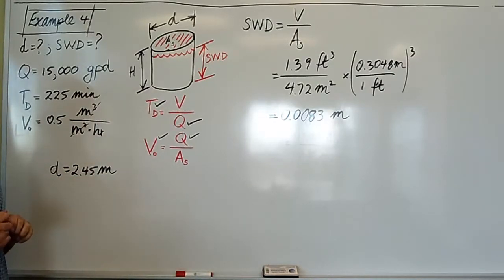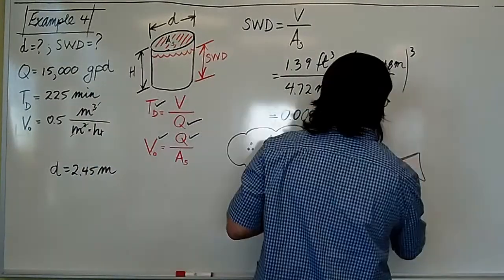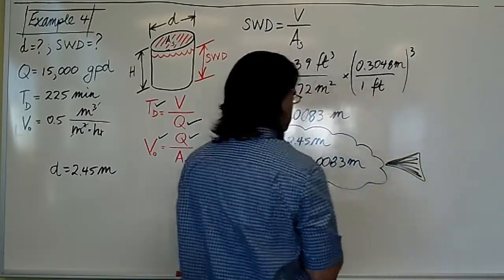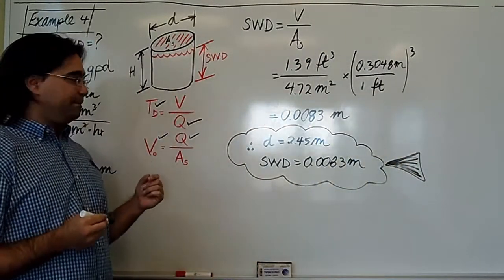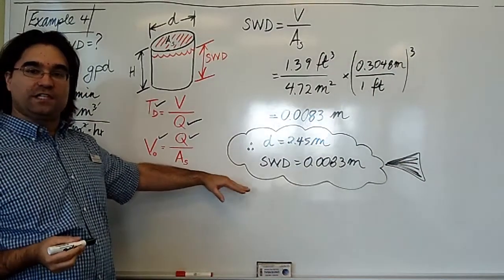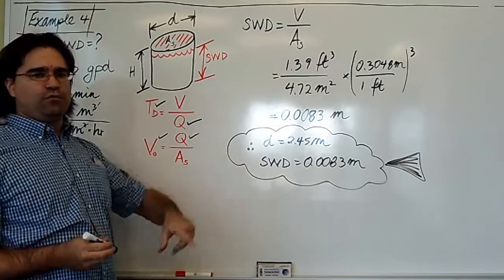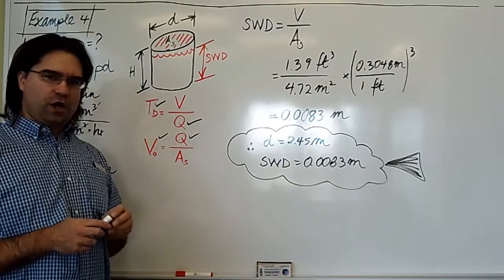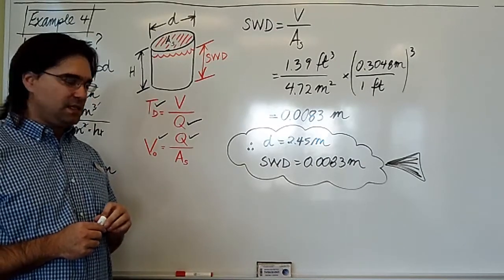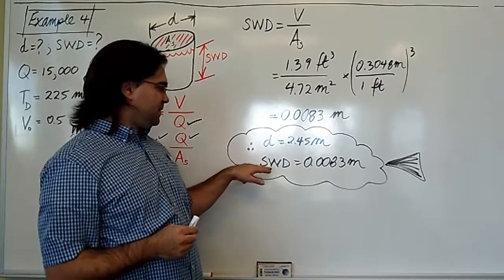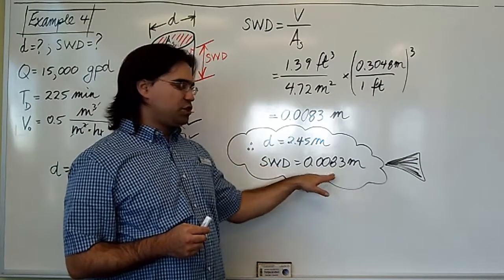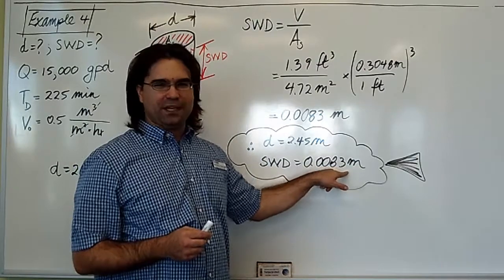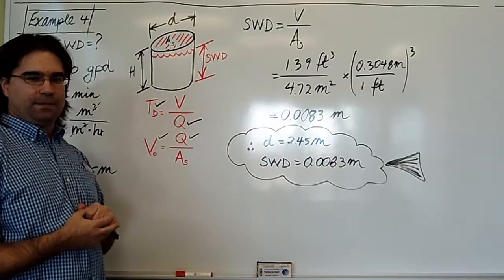So now we have the side water depth, we have the diameter of this tank, we're ready to conclude this exercise. And voila, I've made the final answer obvious and unmistakable. Now before we finish this example, we should have a look at whether or not these numbers make sense. Does the side water depth of such a small number, this is 8.3 millimeters, make sense?